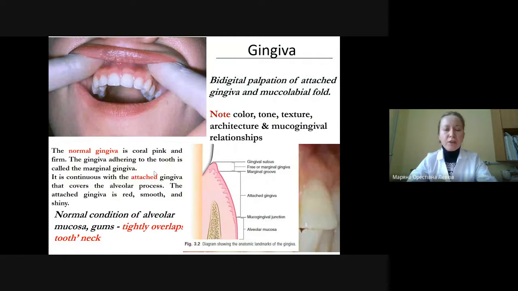Gingiva. The normal gingiva is coral pink and firm. The gingiva adherent to the tooth is called the marginal gingiva. It is continuous with the attached gingiva that covers the alveolar process. The attached gingiva is red, smooth, and shiny. And normal condition of alveolar mucosa and gums is such they should tightly overlap the tooth neck. To check gingiva is used bidigital palpation. Dentists as well should note color, tone, texture, architecture, and mucogingival relationships.